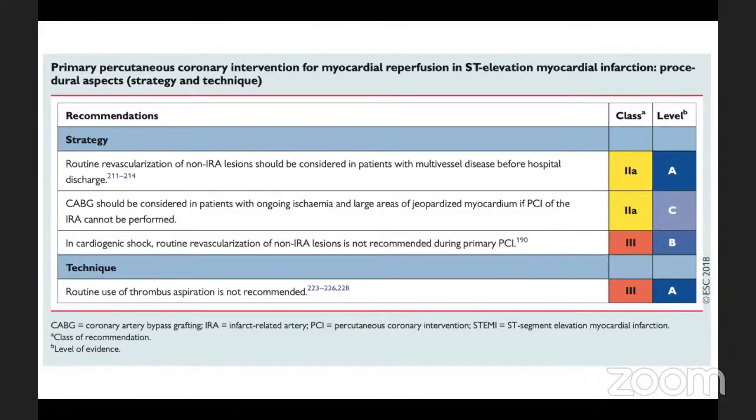CABG should be considered in patients with ongoing ischemia in a large area of necrotized myocardium if PCI of the infarct-related artery cannot be performed. It's also class 2A. And in class 3, in cardiogenic shock, routine revascularization of non-infarct-related artery lesions is not recommended during primary PCI. Routine use of thrombus aspiration is not recommended. It's class 3.